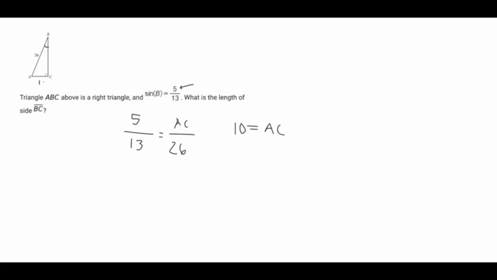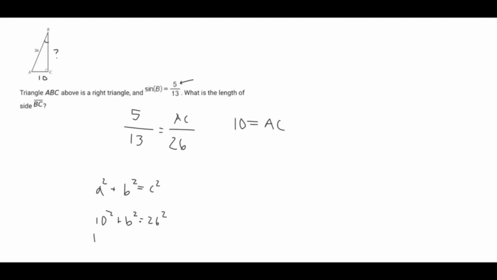So we know that AC is 10, and now we want to find the side length of BC. We don't know what BC is, but guess what? It's a right triangle, and so we can use the Pythagorean theorem. The Pythagorean theorem is a squared plus b squared equals c squared, right? It doesn't really matter, I'll call AC the a value. So we have 10 squared plus b squared equals 26 squared.